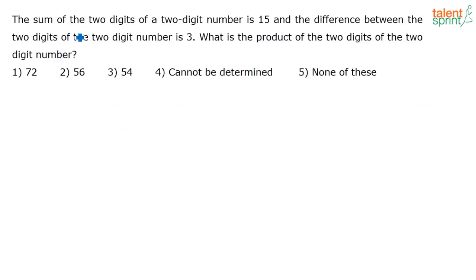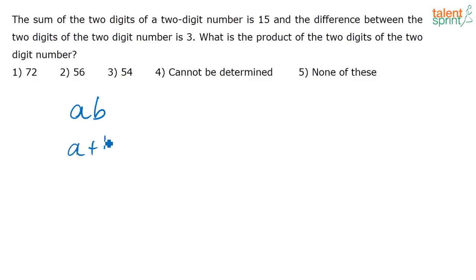The sum of the two digits of a two-digit number is 15 and the difference between the two digits of the two-digit number is 3. What is the product of the two digits of the two-digit number? So how do you solve this? See the sum of, okay, let us take the number is AB. Okay, the sum of the two digits of a two-digit number is 15.